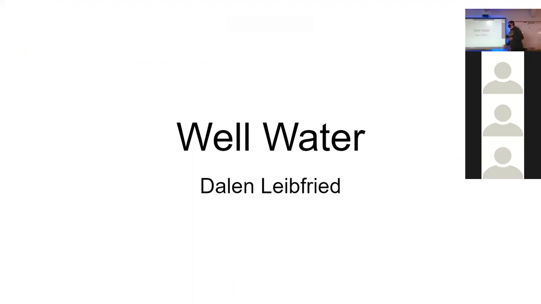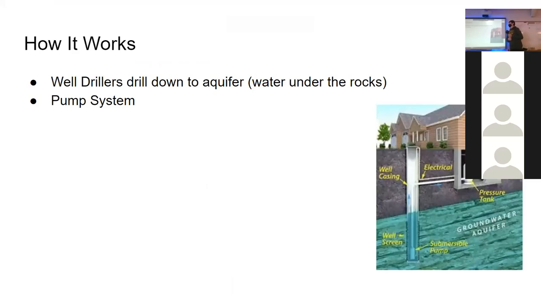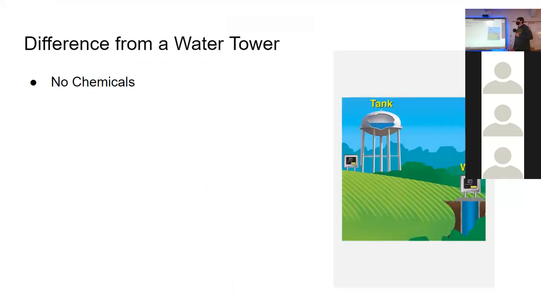All right, so I obviously had well water. So how it works: the well drillers will come to your house. They'll drill down to the aquifer. And then they'll install a pump system that pressurizes the water and brings it up to your tank and then to your house whenever you need it. And then the main difference from a water tower is there's no chemicals in your well. Like in a water tower, they use chlorine and fluorine to clean the water out.